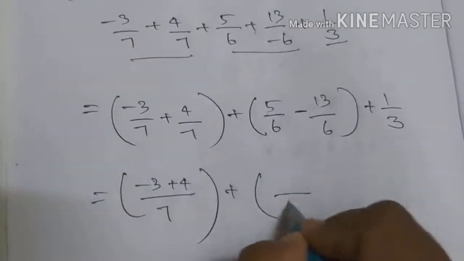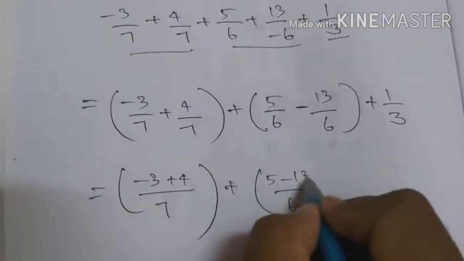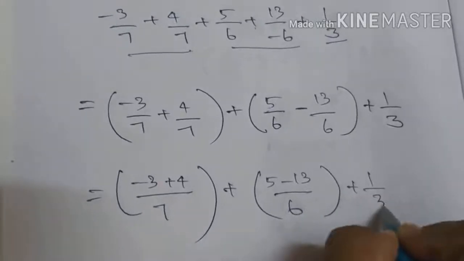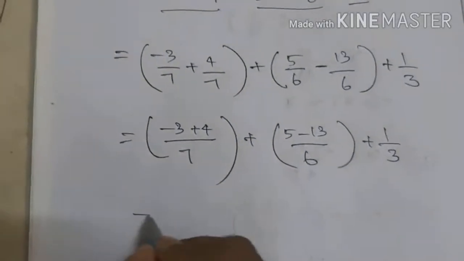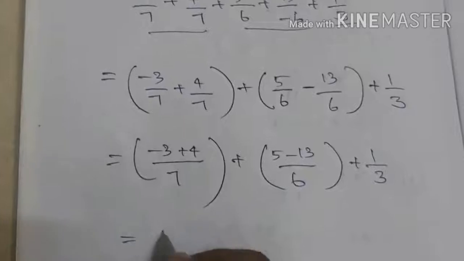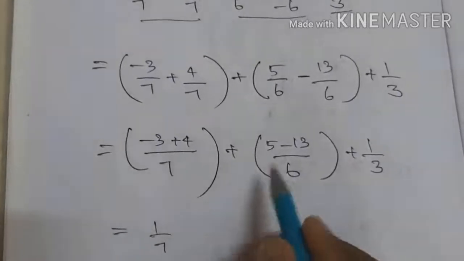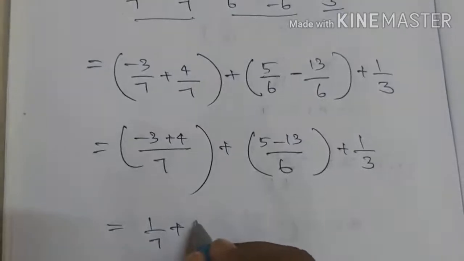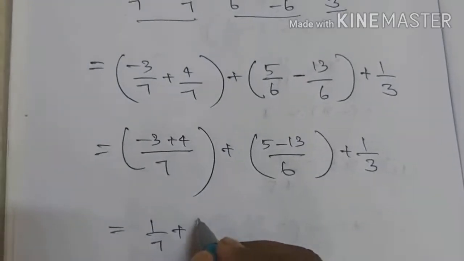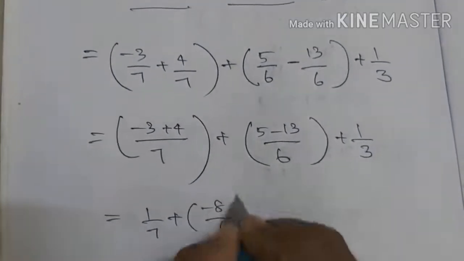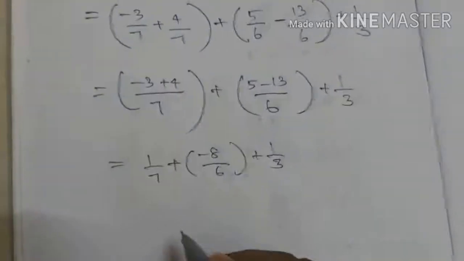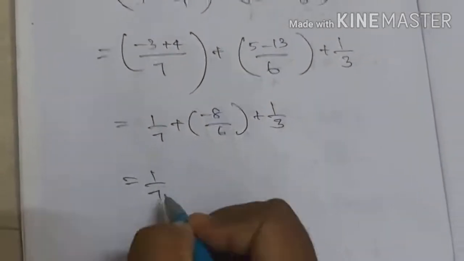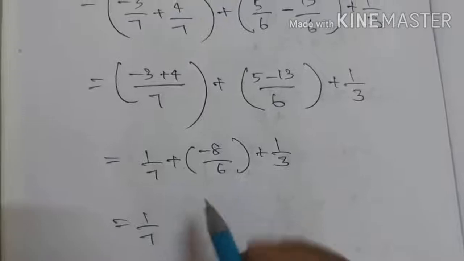So 1 by 7. Minus 3 plus 4, 4 is the big number, so 4 minus 3 is 1, so 1 by 7 plus 5 minus 13 by 6. Why is the answer coming minus? Minus number is the big number, so 13 minus 5 is 8, 8 by 6 plus 1 by 3. So 1 by 7 minus 8 by 6 plus 1 by 3.